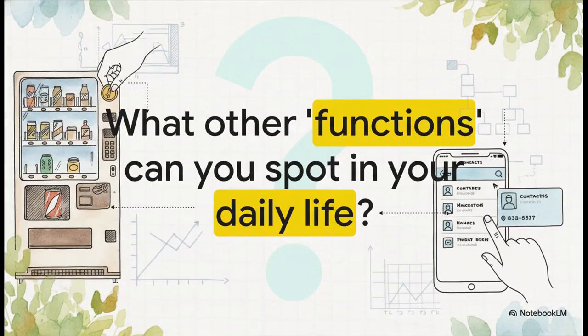So here's the big takeaway. Once you really understand domain and range, you start seeing these input-output systems everywhere you look. So now that you know the rules, what other functions can you spot in your daily life? Maybe a vending machine? Your phone's contact list? The world is absolutely full of them.